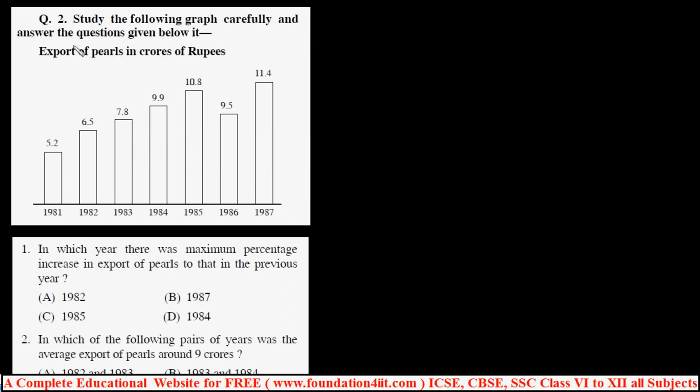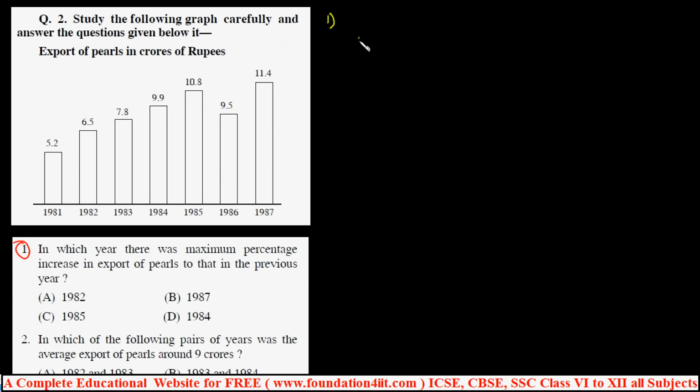Now in this problem, study the following graph carefully and answer the questions given below it. Export of fuels in crores of rupees. So 1981 5.2 crores. Okay, 1982 6.5. So this is a bar graph. Based on this graph, we can answer the following. Right? The first one, if you observe: in which year was there a maximum percentage increase in export of fuels compared to the previous year? So to answer this, we need to calculate separately.